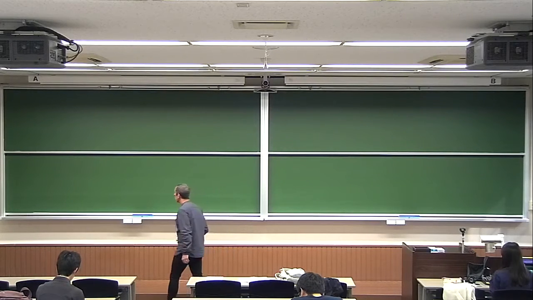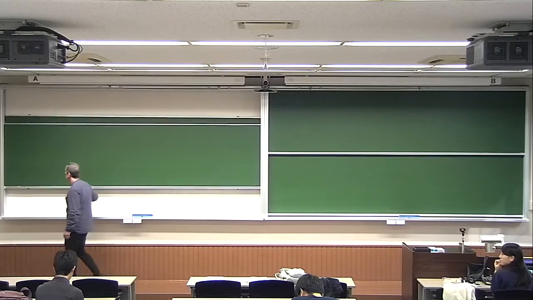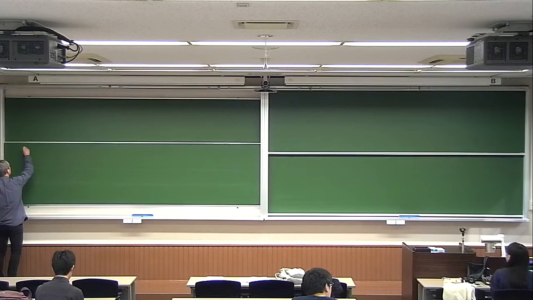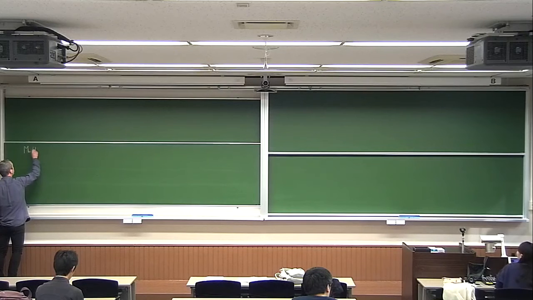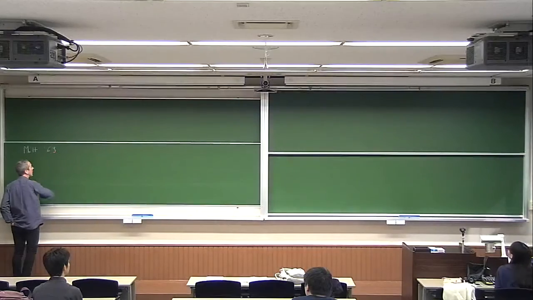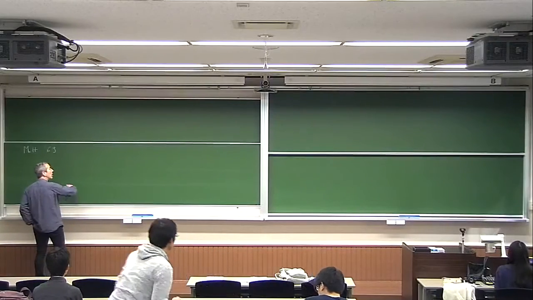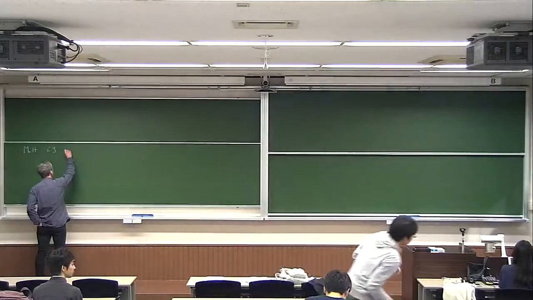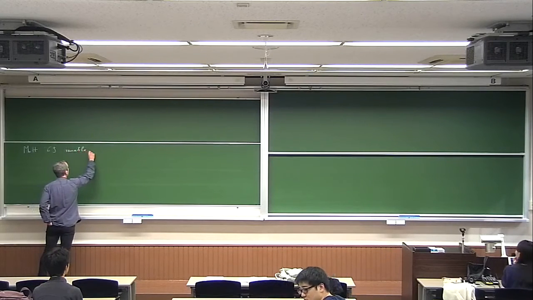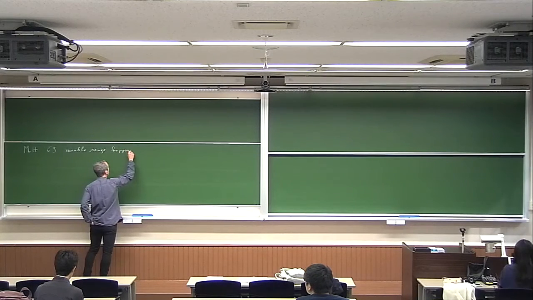So the model I'm going to discuss, briefly discuss actually, is a model for electronic conduction, which was introduced in a paper in '69, and it's called Mott's variable range hopping model.